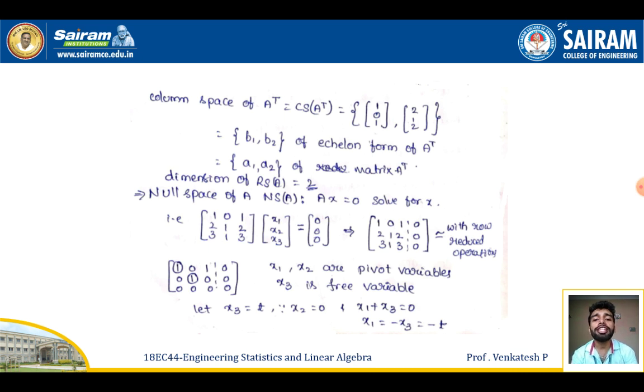Now I want to find the null space of A. We know that the null space of A is given by solving for X in the equation Ax is equal to 0. So take the A matrix and take X as a column matrix, with a zero column matrix.